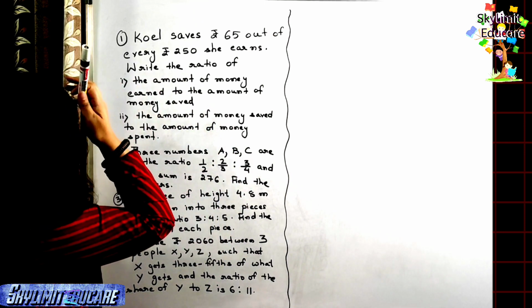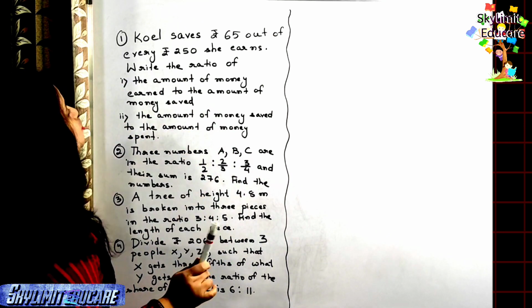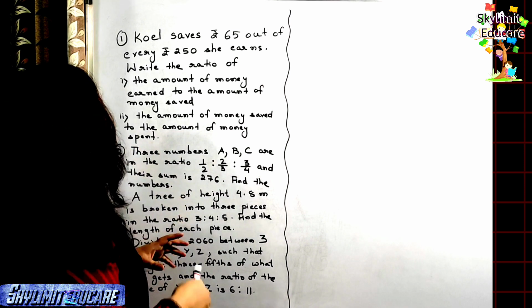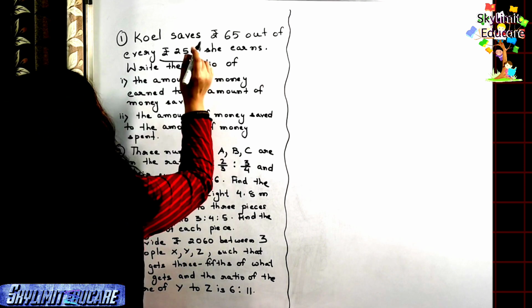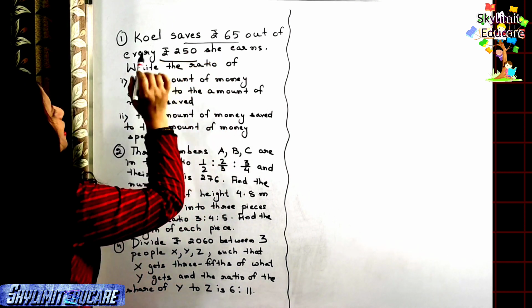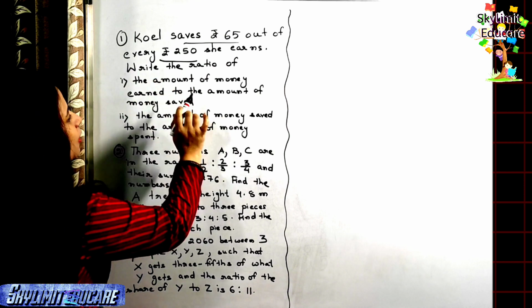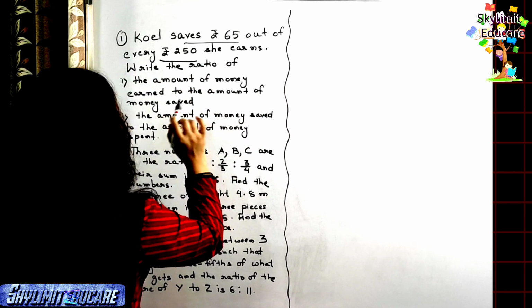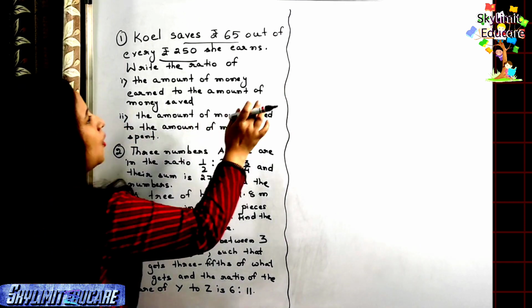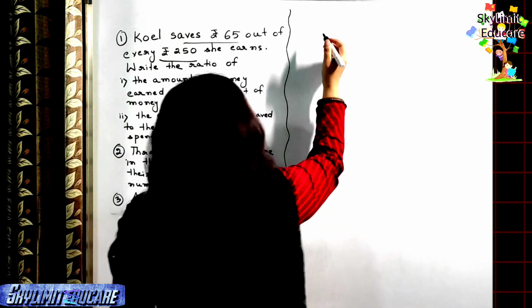Koil saves rupees 65 out of every rupees 250 she earns. So what is the earning? Earning is rupees 250, and out of every 250 Koil saves rupees 65. So you have to write the ratio of the amount of money earned to the amount of money saved. First, let us write down all the details. Question number 1.